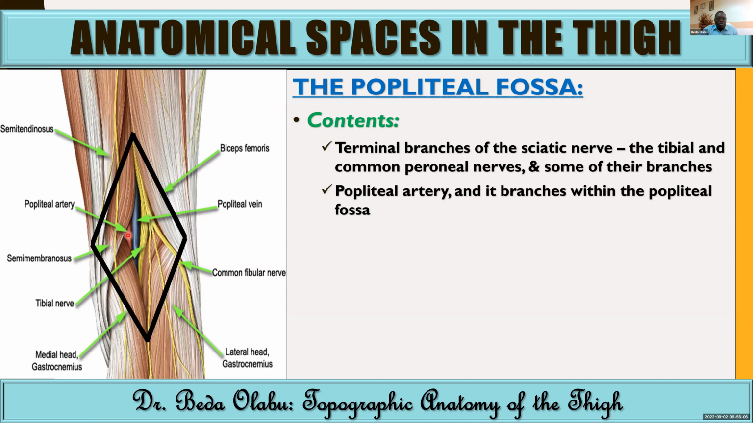It also gives multiple branches. Some are muscular branches, especially the ones which go to the gastrocnemius. We call them sural arteries, actually. Those are muscular branches to the gastrocnemius muscle, sural arteries. We also have branches which supply the knee joint and contribute to what we call the genicular anastomosis. They have similar names like the articular branches of the tibial and common peroneal nerve because they accompany those nerves.